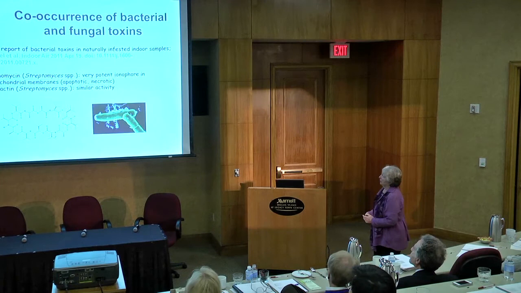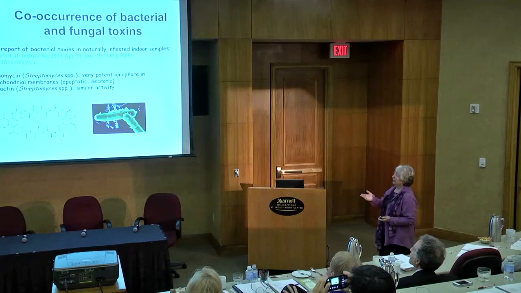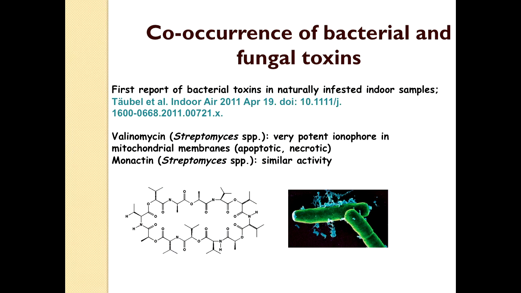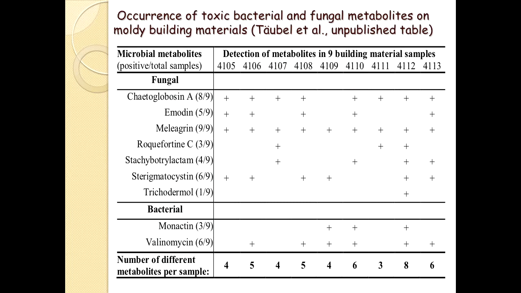Teubel et al., which is also part of the study, and it's just published this last year, first reported bacterial exotoxins in naturally infested indoor samples. And they found valinomycin, for instance, being produced as a bacterial toxin, co-occurring with fungal toxins. Okay, again, the idea that competition is what causes these organisms to produce the toxins.